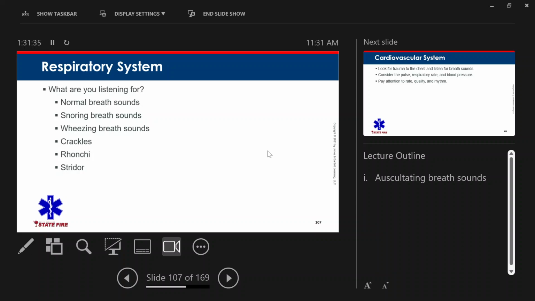Go on to video. Listen to these lung sounds. Are they lobular or are they all over? Something we call diffuse. Lobular would be bronchi.